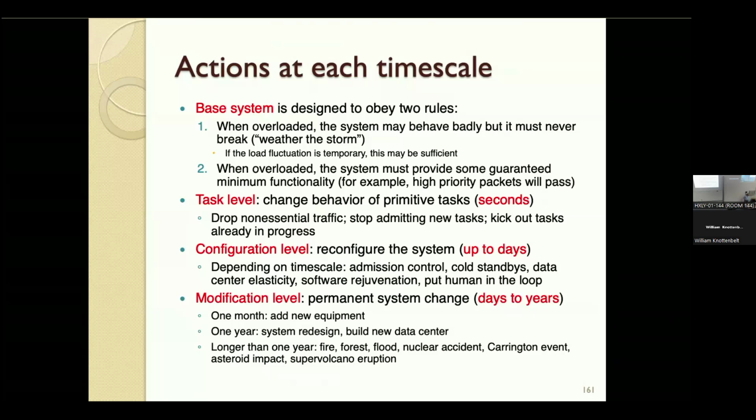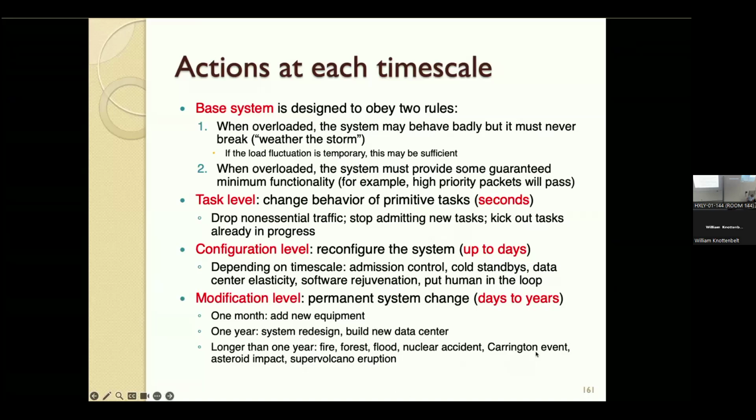Okay, so the final point I want to make is something about time scales. Typically these different levels are happening at different time scales. We have the base system, and once you go above that, the time scale typically increases. At the single packet level, then task level, for example stop admitting new tasks, so seconds. Configuration level, reconfigure, could be hours or days. Admission, data center elasticity, that takes time. Software rejuvenation, basically rebooting the system, a human in the loop. And then the final level is when you actually need to change the system. So that's very slow.